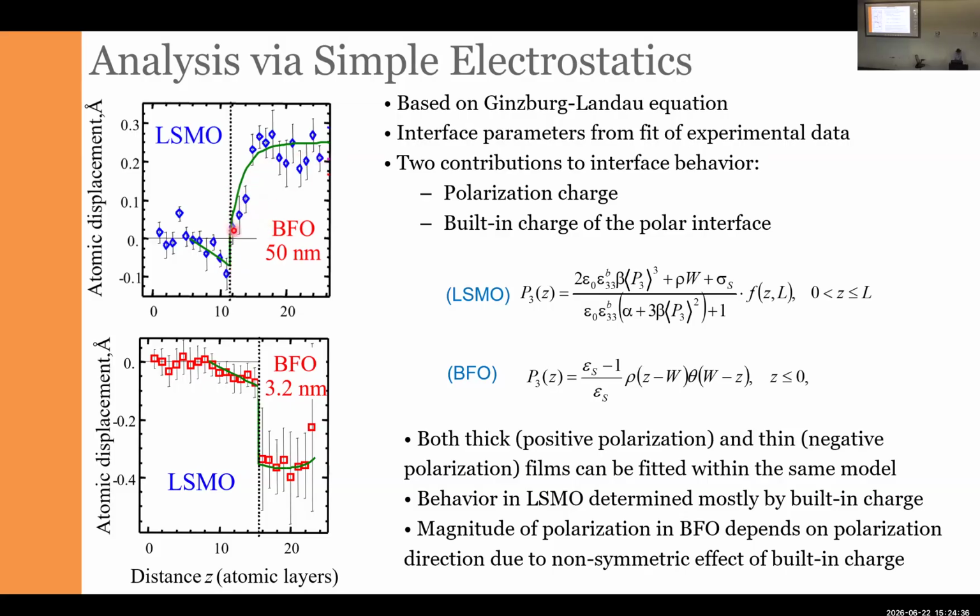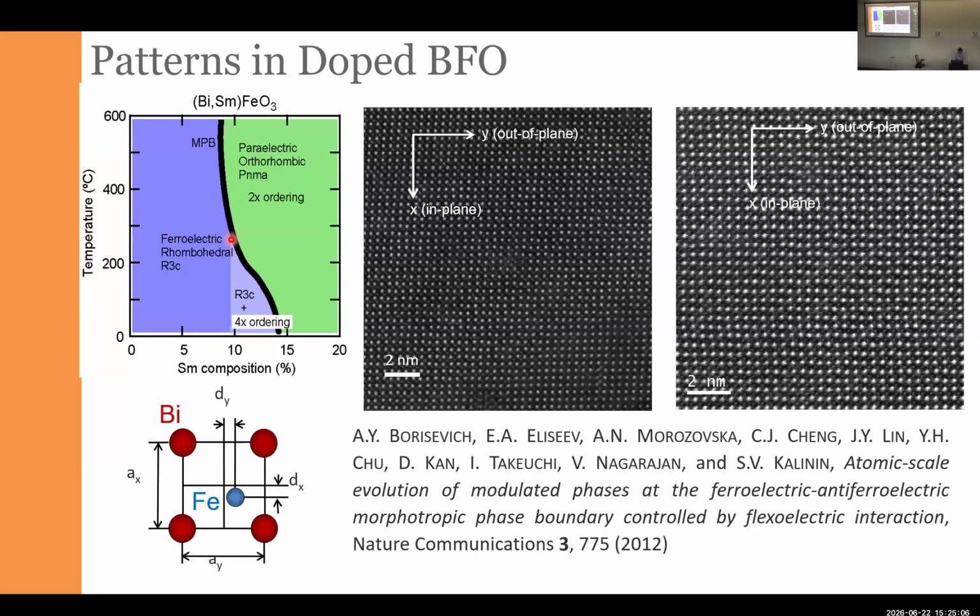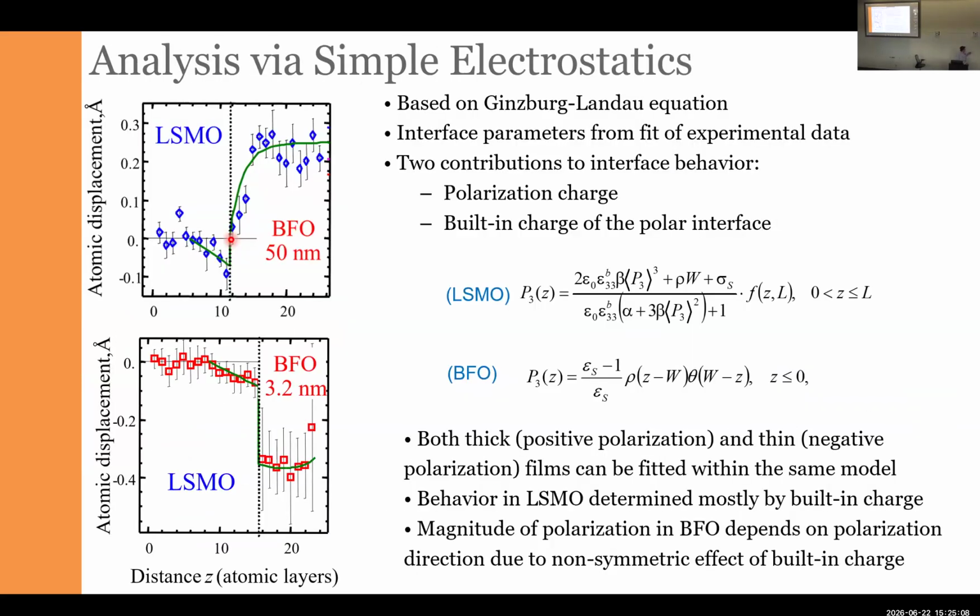So if you look at these two data sets, it's kind of intuitively clear that the way to explain this behavior is to say that right at this interface, there is some additional charge. In one case, this charge stabilizes polarization, and then we have this red curve. And in another case, it destabilizes polarization, kind of pulls the dipole towards itself, and we can directly visualize this space charge layer by the observation of the atomic positions. So this is actually super cool.